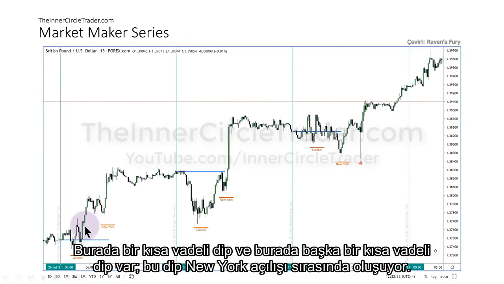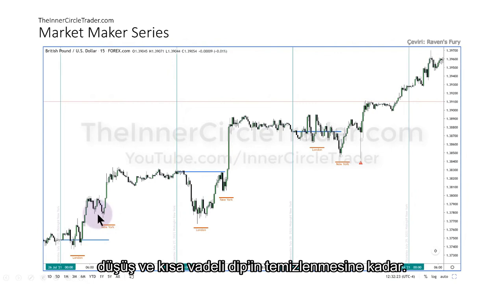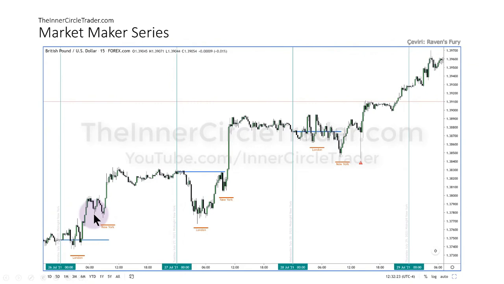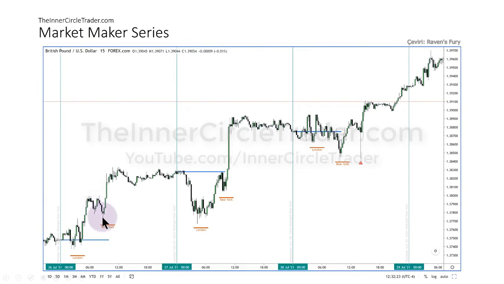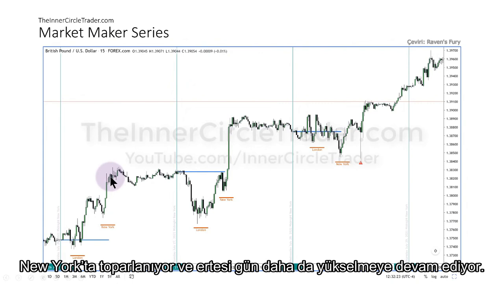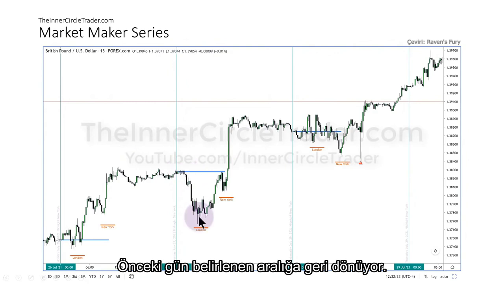We have a short-term low here and a short-term low here. And this low is during New York Open. So short-term low here to high, down in, and taking out a short-term low. What's occurring? They're taking out short-term stops right below here and optimal trade entry. It rallies in New York and continues higher. The next day, the market trades back down into the range that was established on the previous day.